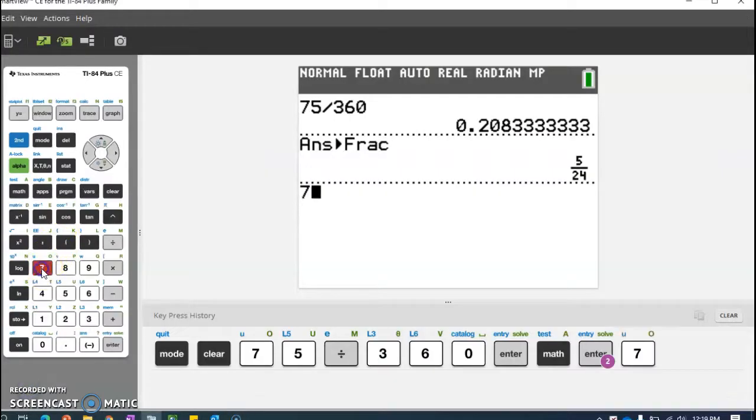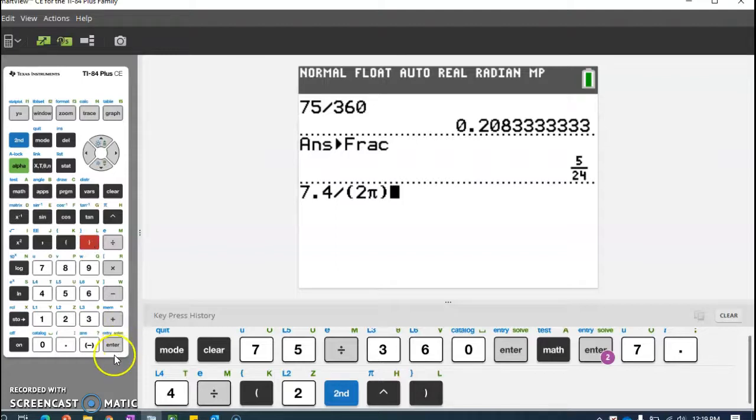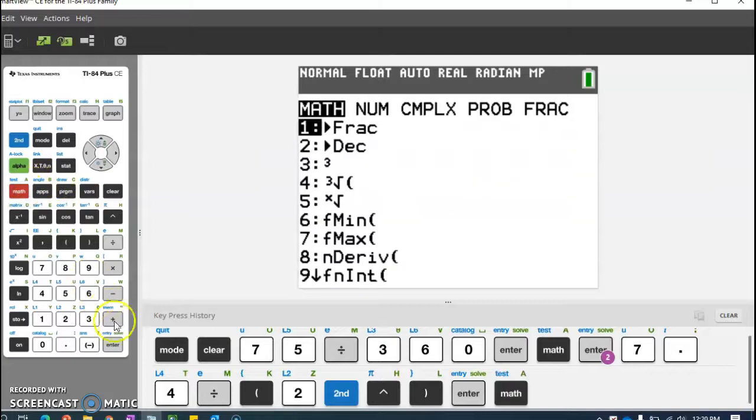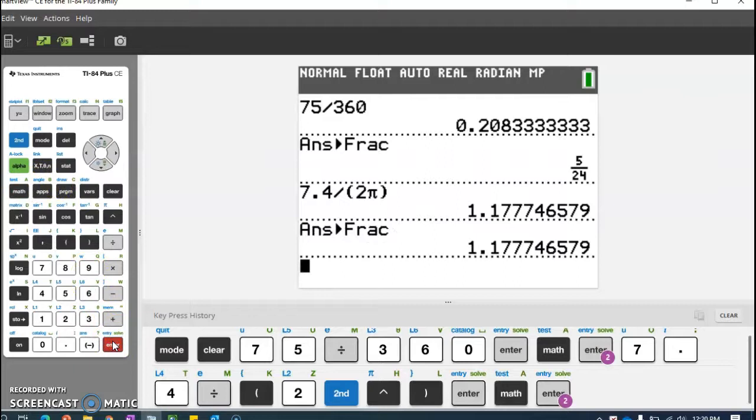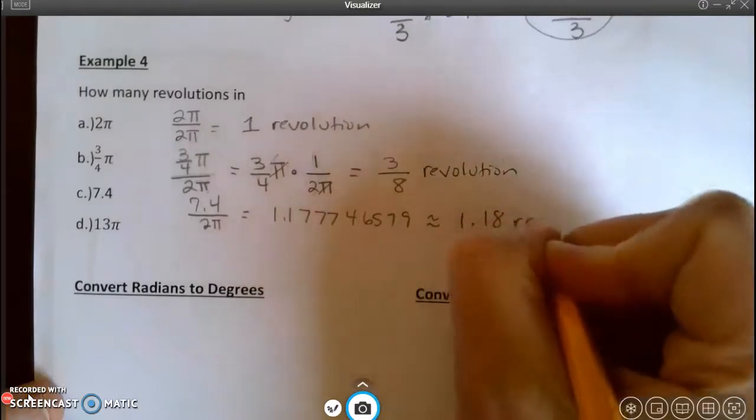All right, so I'm going to show you how I did that on the calculator. The 7.4 divided by, now I need to make sure that I put 2 pi in parentheses. Otherwise, I would end up dividing by 2 and multiplying by pi. And I'll see what that would be as a fraction. Math, Enter, Enter. And it doesn't convert it to a fraction. So I'm just going to have to give an estimate here. And I'll say that's approximately 1.18 revolutions.